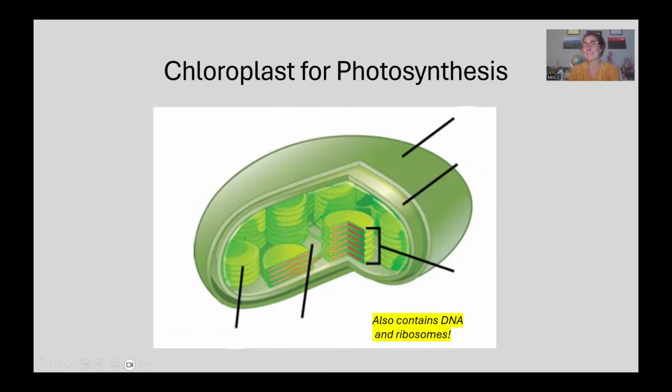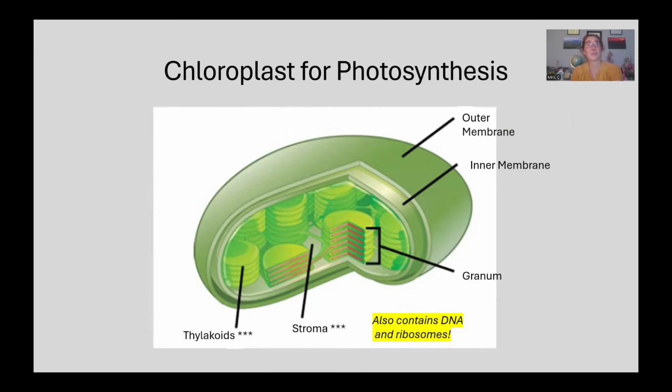Chloroplast for photosynthesis. I would be familiar with this organelle as well, very important. It also contains DNA and ribosomes. It also has a double membrane. So we have the outer membrane, inner membrane. A stack of thylakoids will be called a granum. So the green structures are thylakoids. The space is going to be that stroma. Call it like the fluid of the chloroplast, the stroma.